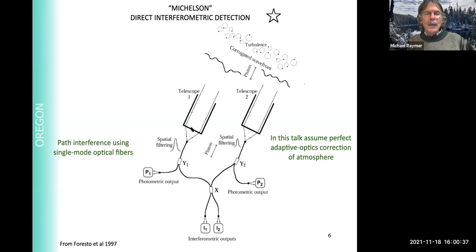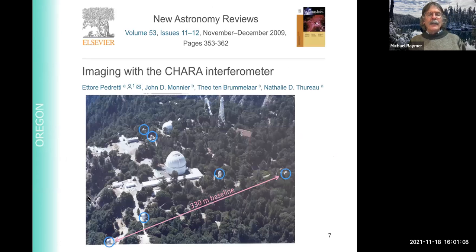You have the light coming into two telescopes, which are just big lenses. You couple those into single mode fibers. You send them to a fiber beam splitter called X, and then you look at the interferometric outputs here. Now, in this talk, we're going to assume that the atmospheric correction is done perfectly by our friends who know how to do adaptive optics. We're also going to assume that the phases between these two paths are stabilized.